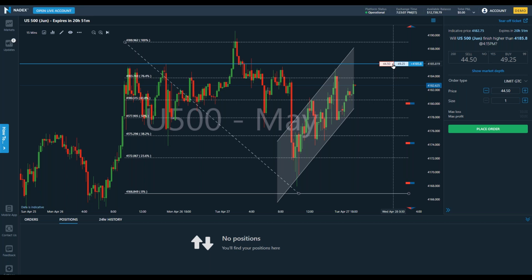I want to buy this binary option. All right, now I'm going to click on the buy, and you can see in my order ticket, all right, what the market currently is: 44.5 bid, 49 and a quarter.